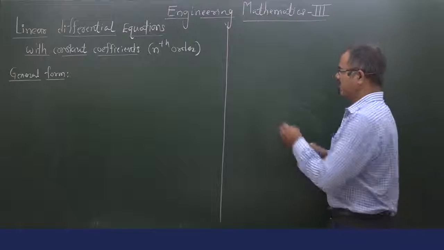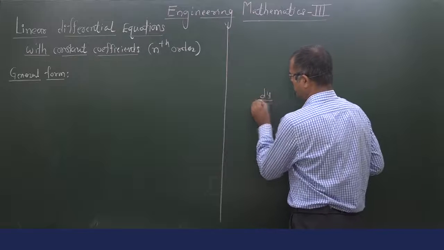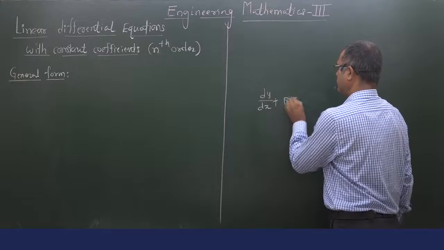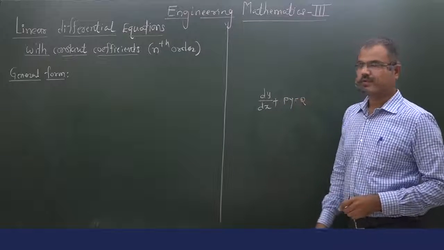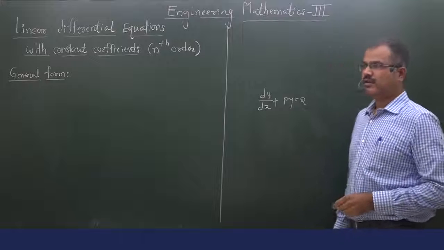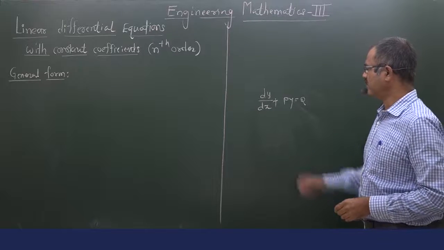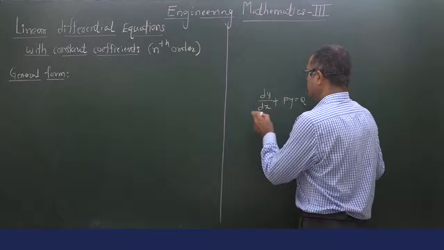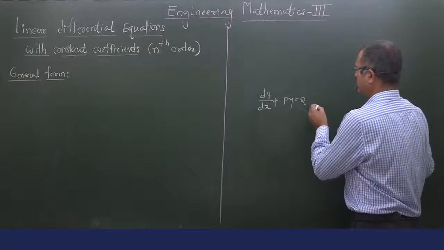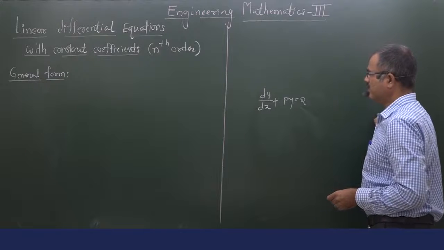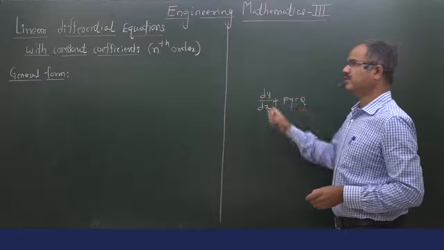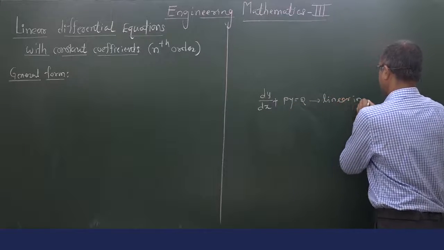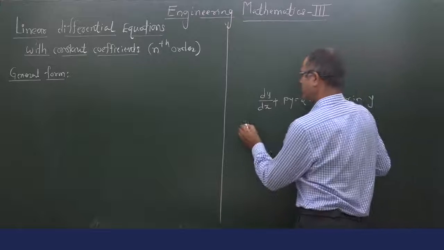The general form of linear differential equation first order first degree is dy by dx plus py is equal to q, where p and q are functions of x alone. This is a linear differential equation in variable y, linear in variable y.